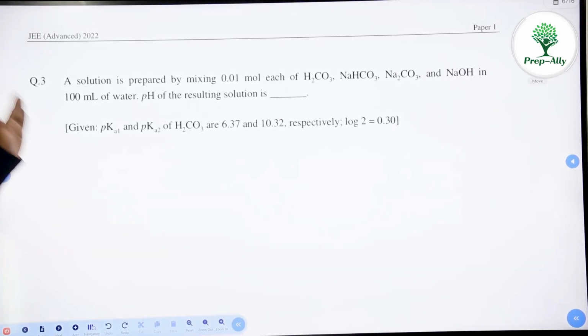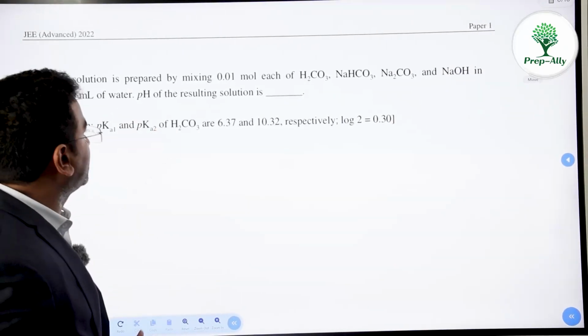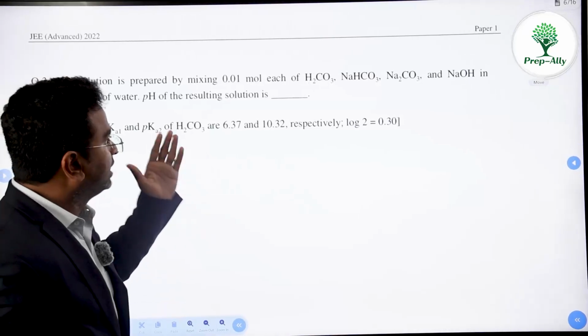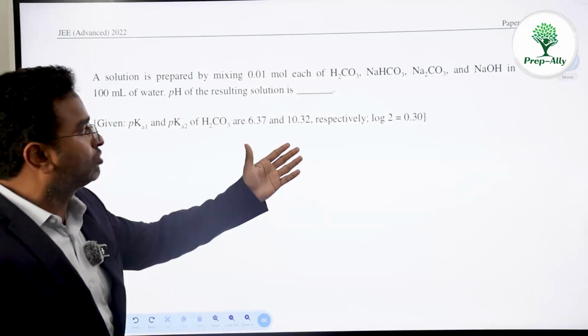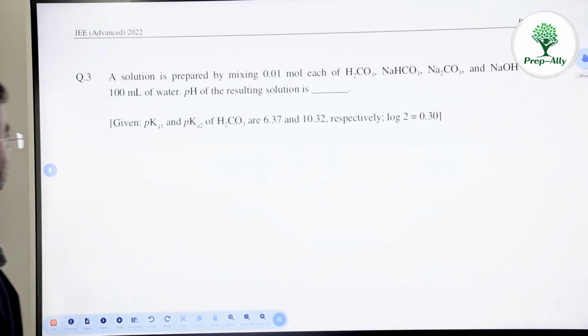The question is, a solution is prepared by mixing 0.01 mole each of H2CO3, NaHCO3, Na2CO3 and NaOH in 100 ml of water.